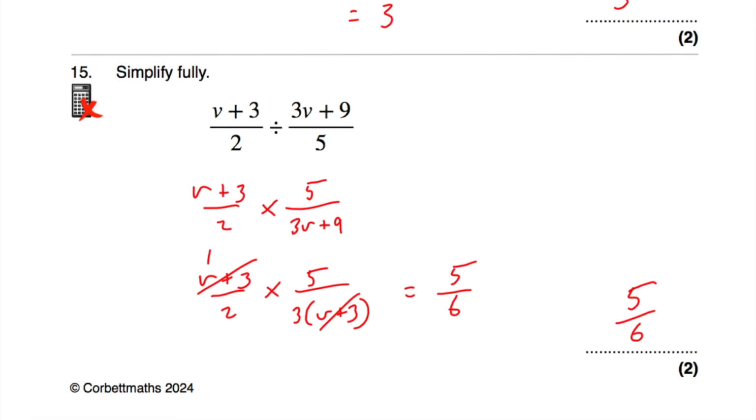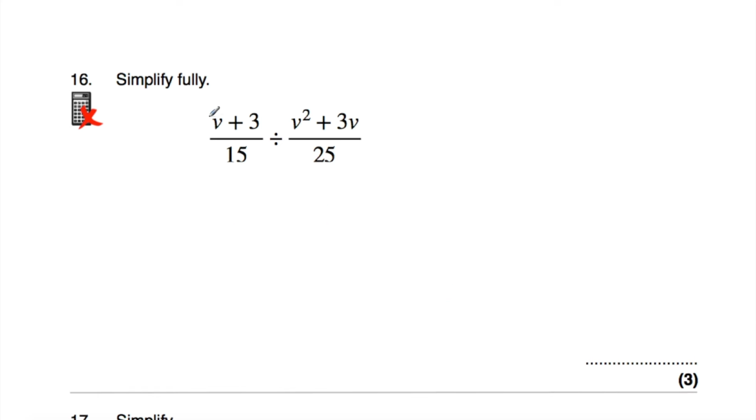And that's it. Okay, let's have a look at our next question, question number 16. So this time we've got (v + 3)/15 divided by (v squared + 3v)/25. So again, what we're going to do is multiply by the reciprocal of the fraction we're dividing by. So we've got (v + 3)/15 multiplied by 25/(v squared + 3v).